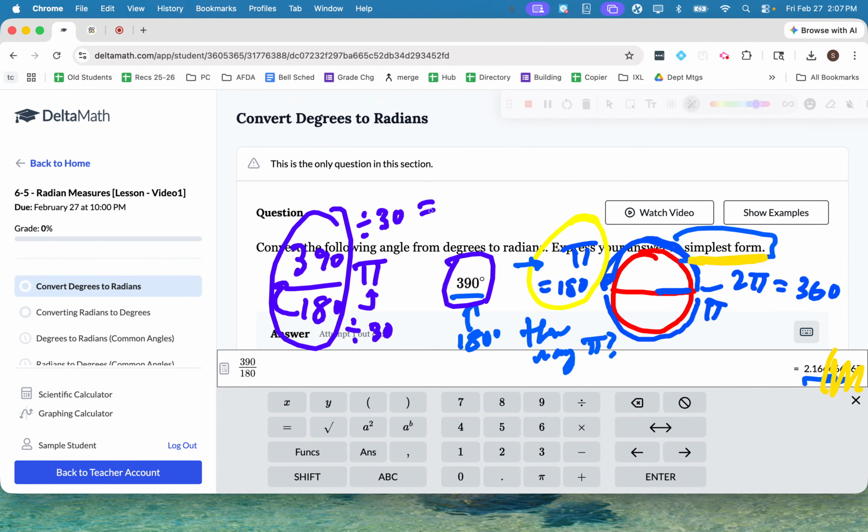So 390 divided by 30 looks like it's going to be 13. 180 divided by 30 is 6. So this many pi. And don't forget to say pi. Oops.